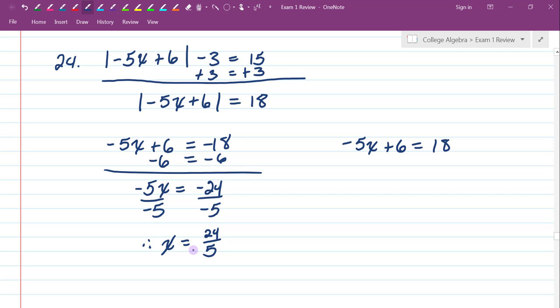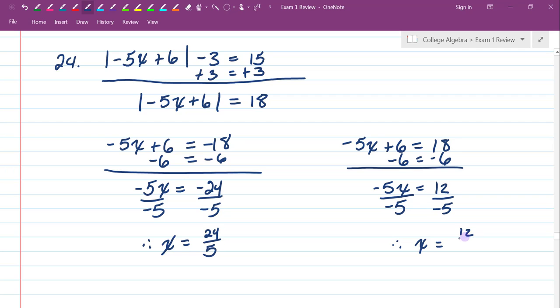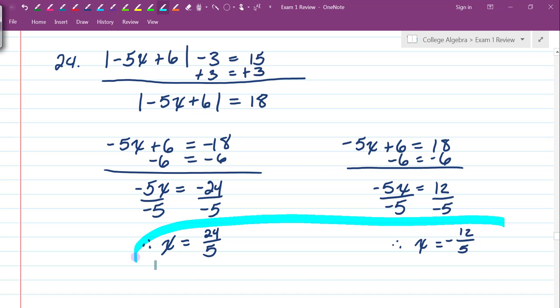Now we want to go ahead and look at the other side, and we will first bring over the 6. And so we end up with -5x is equal to 12. We'll divide both sides through by -5, and we get, therefore, x is equal to negative 12 divided by 5. Okay, so those are the solutions here.